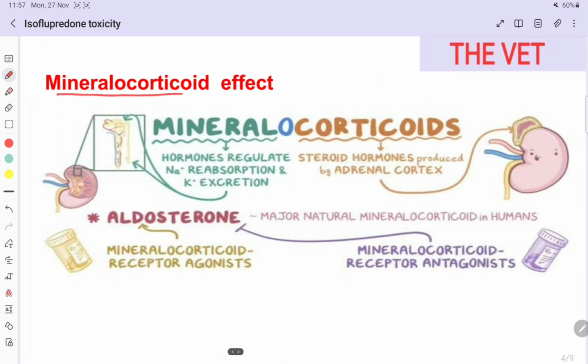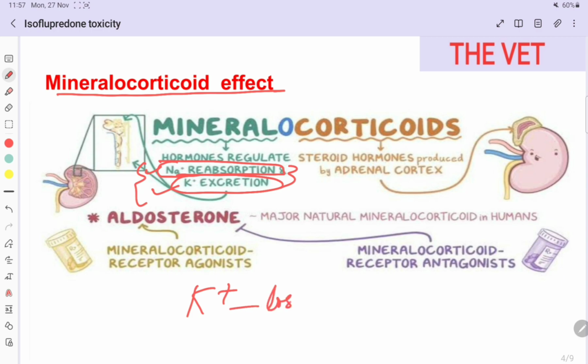Now here you can see the mineralocorticoid effect. It is because of potassium excretion, and there is sodium absorption. So sodium absorption and potassium excretion is the mineralocorticoid effect, and because of this effect potassium is lost. It causes hypokalemia, and it causes muscle weakness.